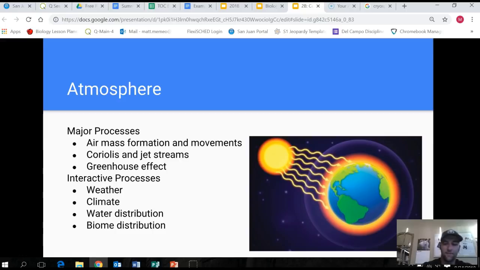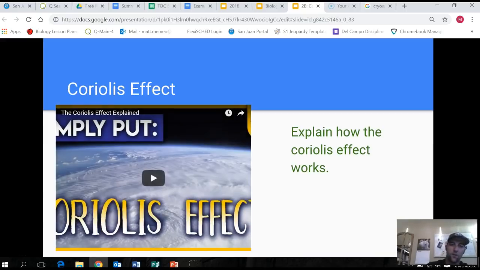Okay, it's all connected. All right, Coriolis effect, just a little information on that. Here's a quick little video on the Coriolis effect. I want you to make sure you can explain it, so this could be a question on the test. Explain how the Coriolis effect works, what it has to do with the atmosphere, and how it could affect other parts of the Earth.